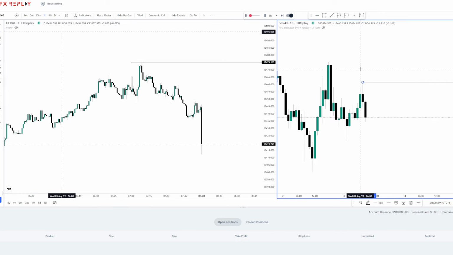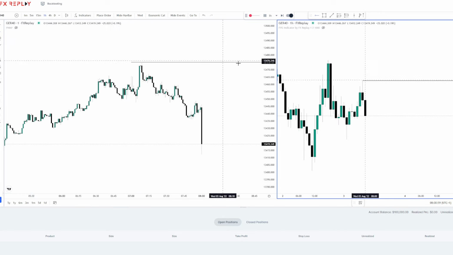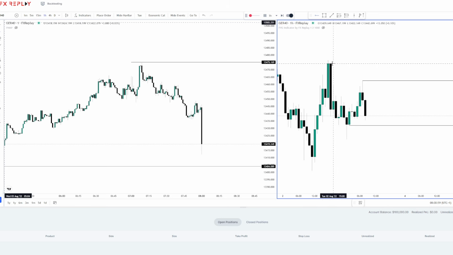So I would say that this is a Draw On Liquidity to buy side. This right here is a sell side liquidity pool, which is to say that there is bearish Draw On Liquidity possible there, another one being here, and obviously another one being here on top. Now that is it. Those are my Draw On Liquidity levels.